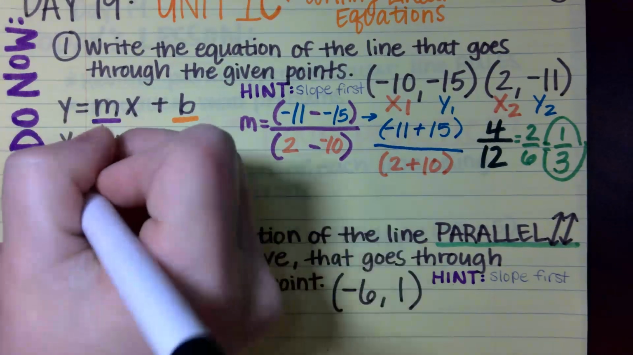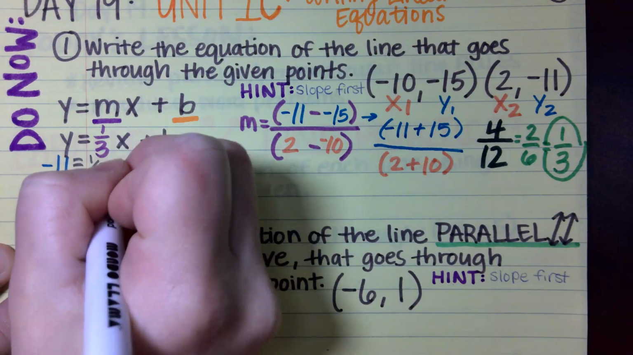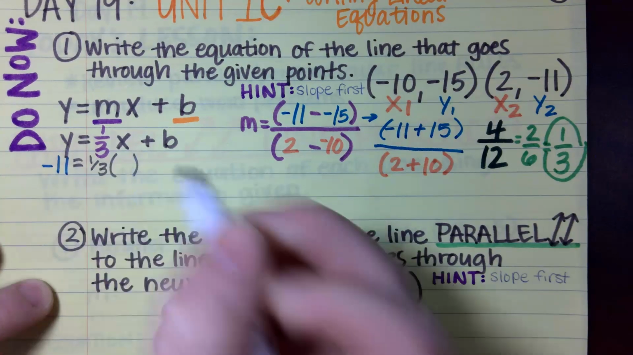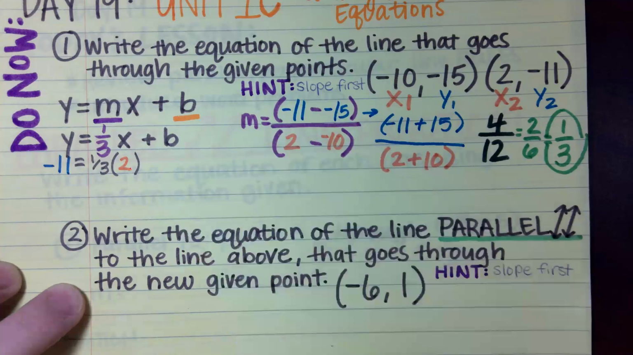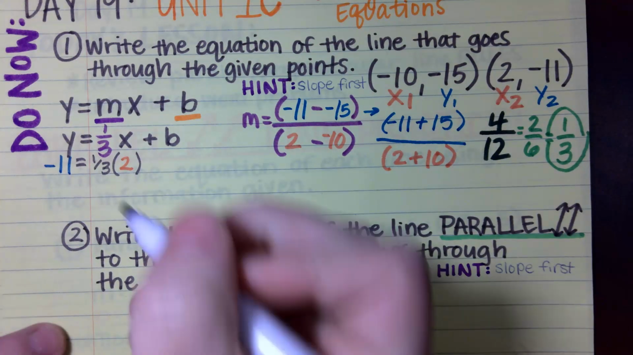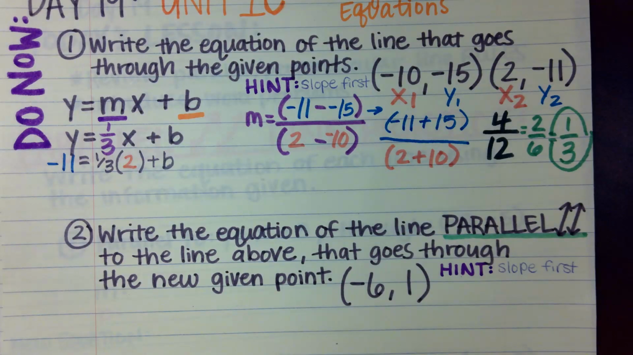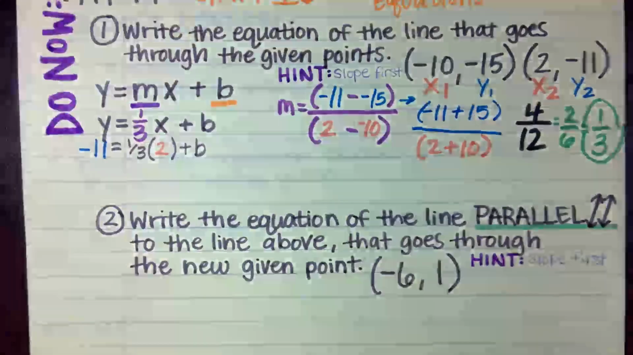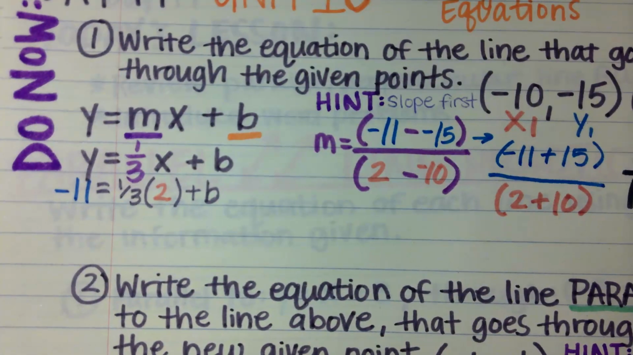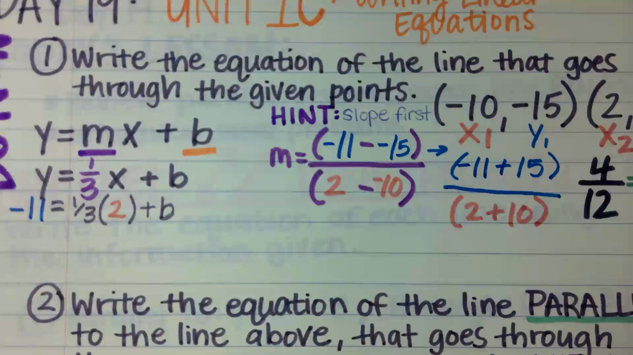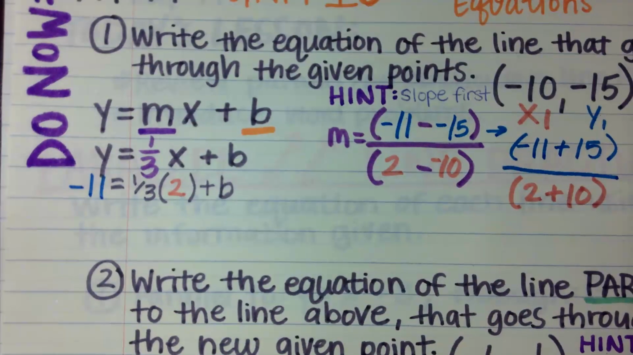Negative 11 equals 1/3 times x. What's my x? 2. All right. Plus b. Everybody up to that point? And this coordinate here is where we got those numbers. Sorry, I'll quit moving.